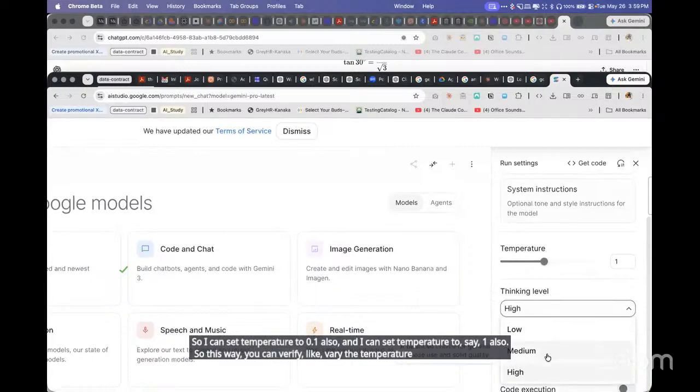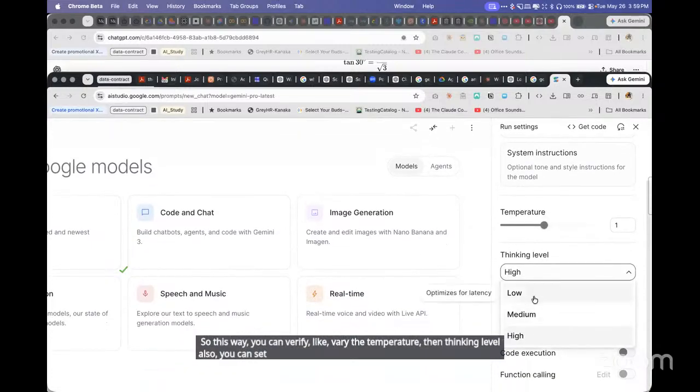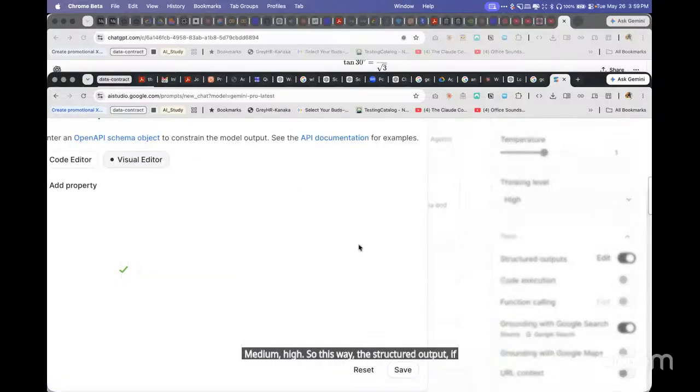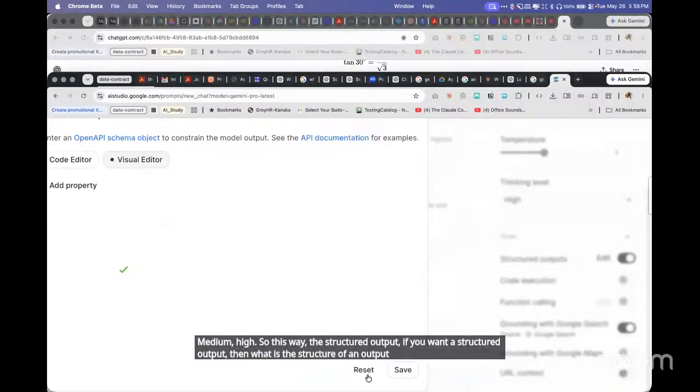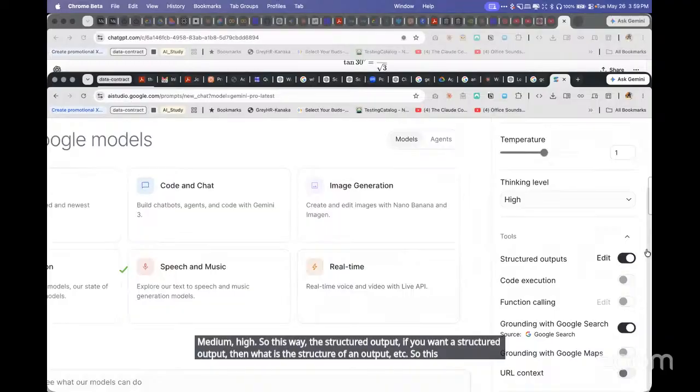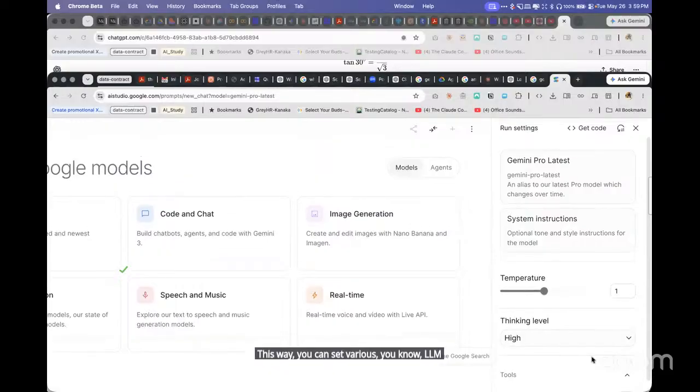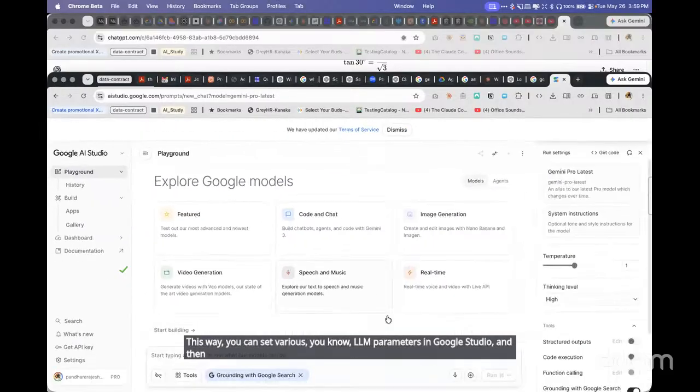Then thinking level also you can set, like whether you want low, medium, or high. And if you want a structured output, then you can set what the structure of the output is, etc. So this way you can set various LLM parameters in Google AI Studio, and then you can ask a query to this LLM, and then it will produce the output.